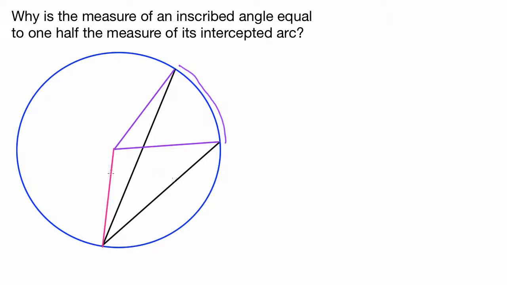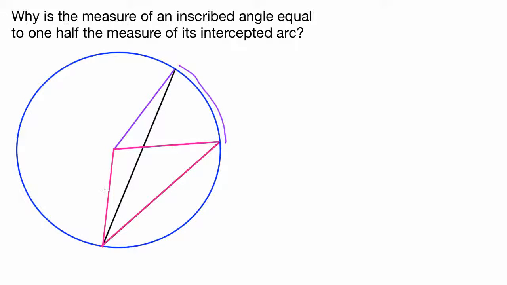Do you agree that I've created an isosceles triangle? Because here's one radius, here's the other radius, okay? So look, I will outline the isosceles triangle in pink so you can see it. Okay, so that pink triangle right there is your first isosceles triangle.